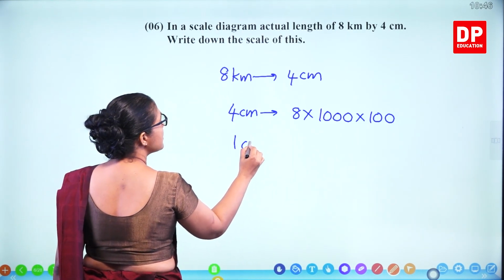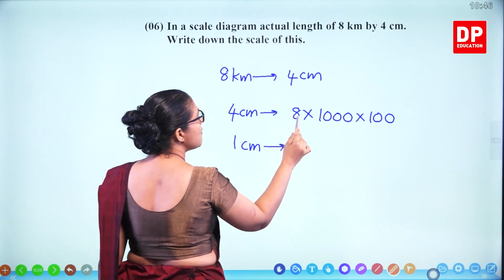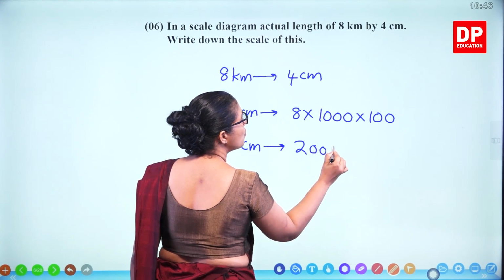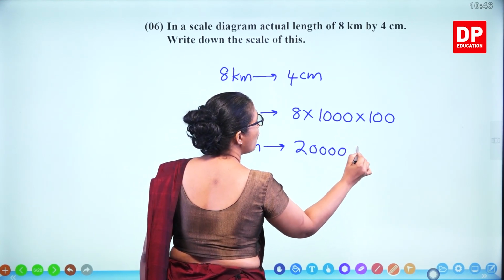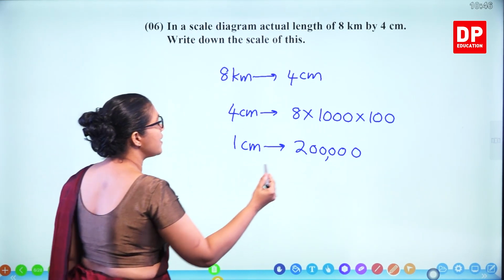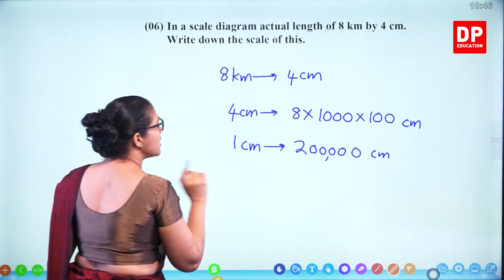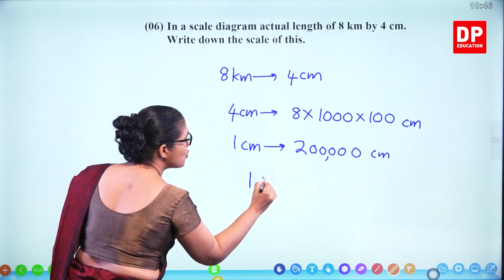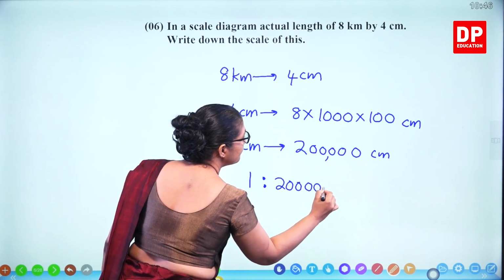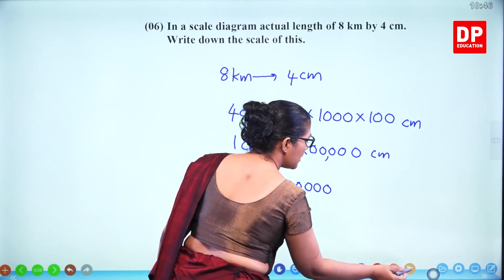Now we need it for 1 centimeter. Divide by 4. 8 divided by 4, that's 2. How many zeros? 1, 2, 3, 4, 5. 200,000. So you can write down, this is in centimeters. Now without centimeters, you can write 1 to 200,000. That's the scale of this map.